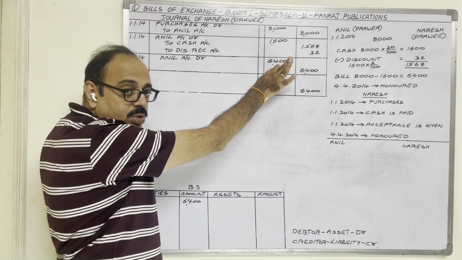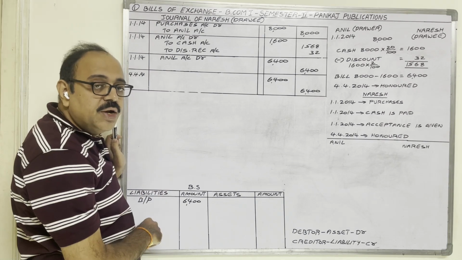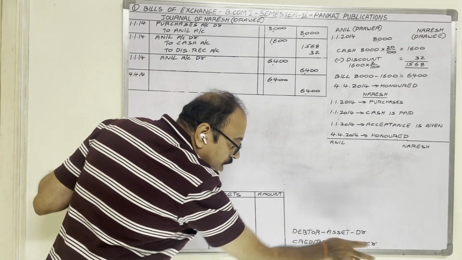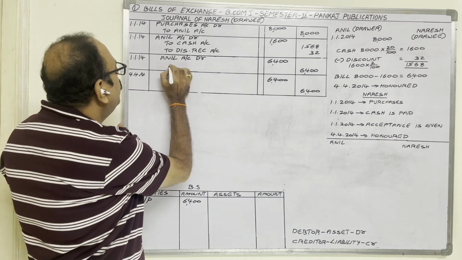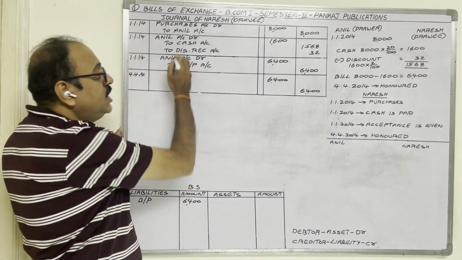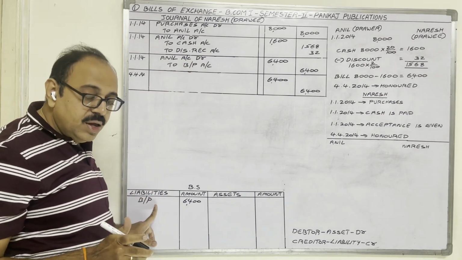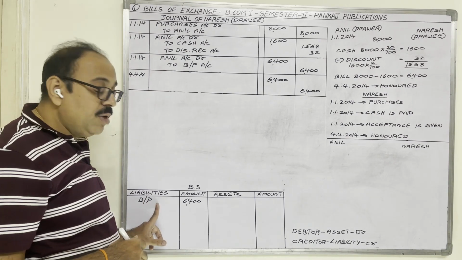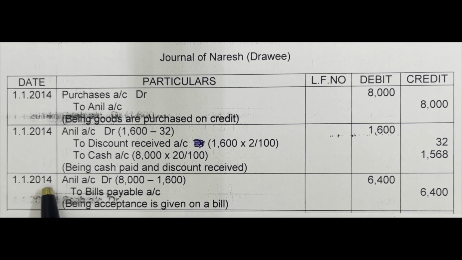Now Anil account is closed, and a new liability known as bills payable we have to create now. A liability shows a credit balance, which means we have to credit bills payable account. So what is the effect of this third entry? Creditor liability will get cancelled, and in that place a new liability appears with the bills payable. The third entry is also on the same date. Anil account debtor to bills payable account 6,400. Narration being: acceptance is given on a bill.